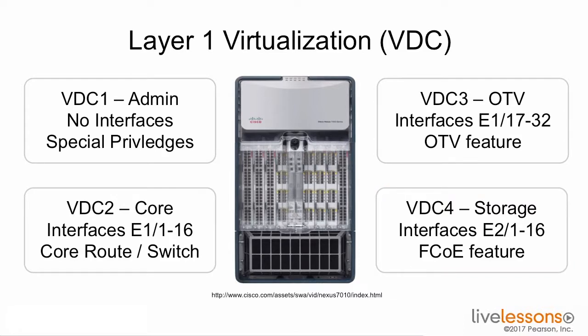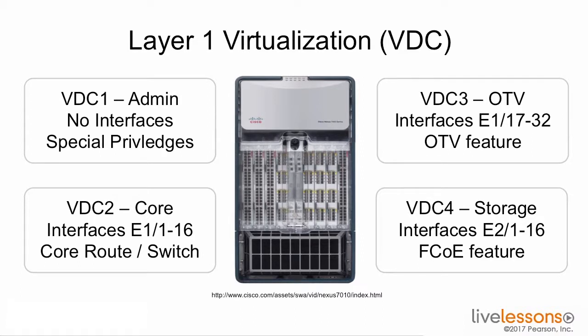Ports are allocated on a port group basis, and every card is a little bit different. In some cards, you may have to allocate ports 1 through 8 to a specific VDC because they are tied together through the ASIC, whereas with other cards, you may be able to allocate ports on a port-by-port basis.